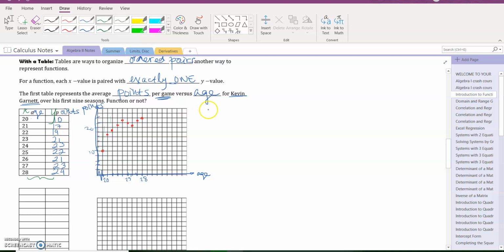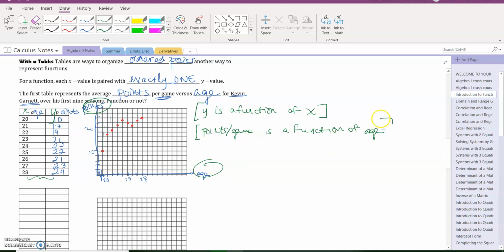So what we're going to say is, now it's very important that you can write this correctly. Just remember, normally if something's a function with our regular old x and y, we say y is a function of x. So I'm just going to take whatever represented y, which is points per game, is indeed a function of, and my x is age. The points per game are a function of his age.